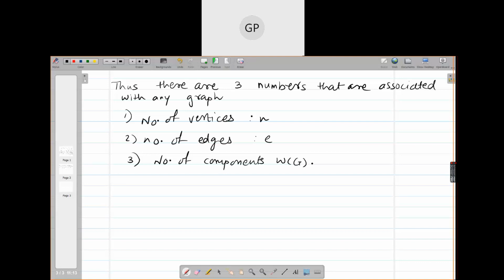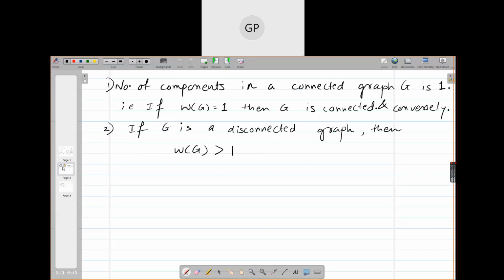Yes. So now we will have a theorem which talks about number of vertices and number of components. Excuse me, ma'am, can you show the previous slide? Yes. Just a second.